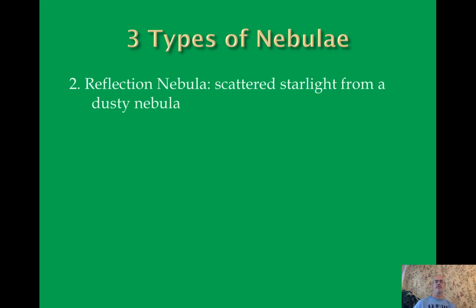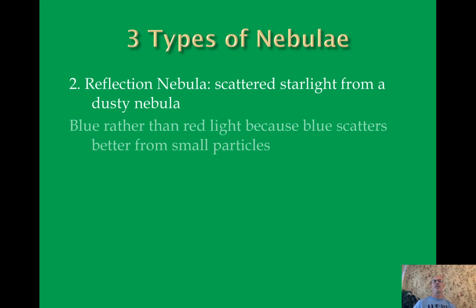The second type of nebula is called a reflection nebula. A reflection nebula scatters starlight. Blue light gets scattered more than red, and since there are very small particles in the atmosphere, nitrogen is what scatters the light photons. But in a reflection nebula it's usually little dust particles and things like that.